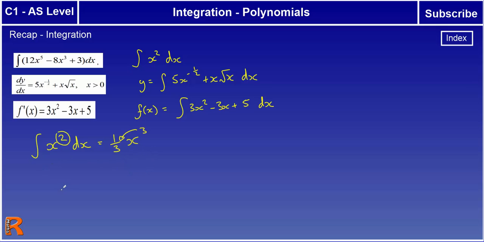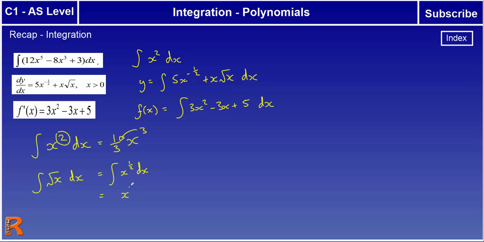Okay, so what things cause people problems? Well, things like integrating the square root of x, that causes a problem because it doesn't have a number here, so we need to be aware that that's just x to the power of 1/2, and then we just carry on in the normal way by adding 1 to the power, so we get 1/2.